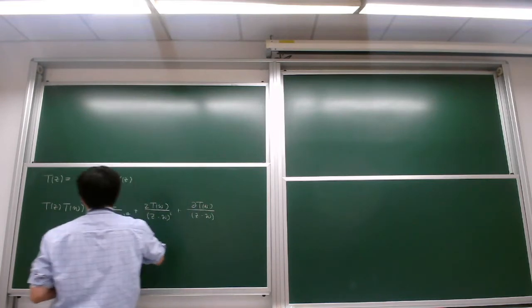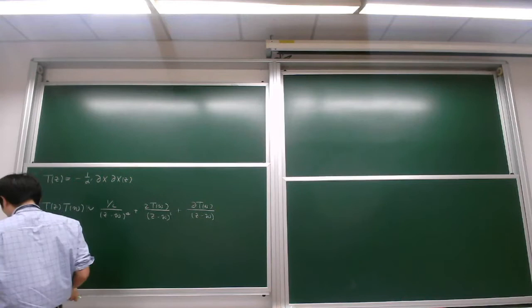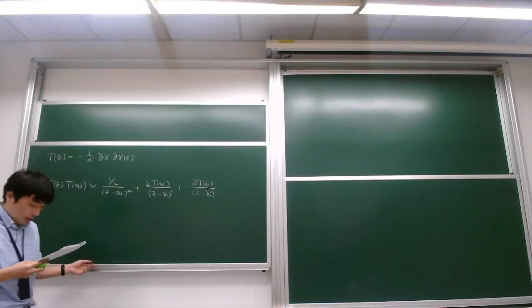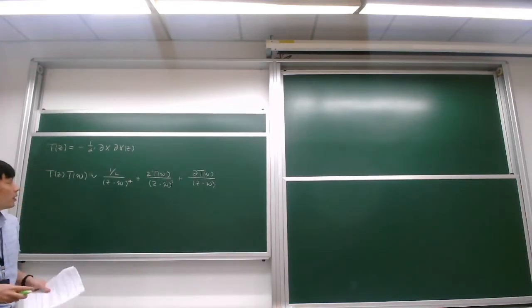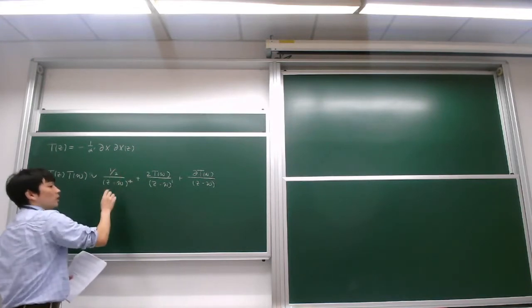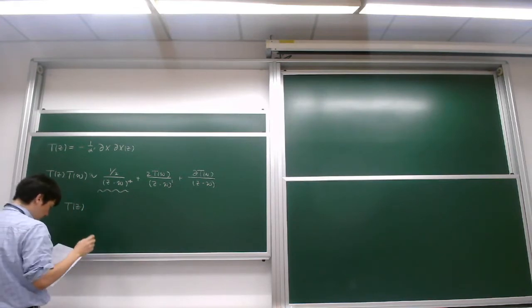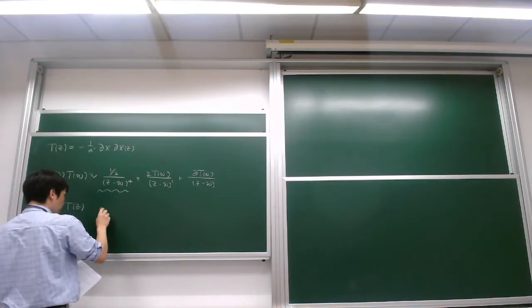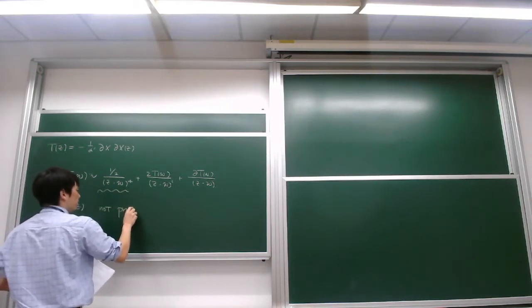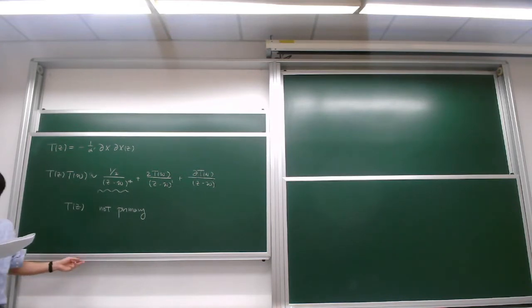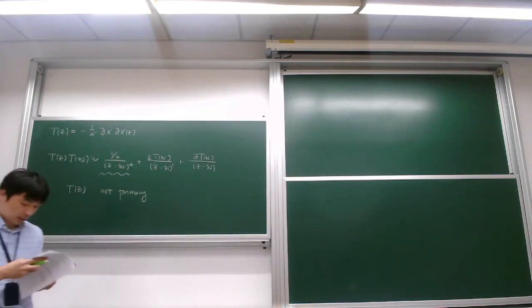So this is the singular part. For the singular part, I just use tilde for the OPE. Due to the presence of this term, T(z), the stress energy tensor, the energy momentum tensor, is not primary. That's what we concluded last time, and where we ended last time.